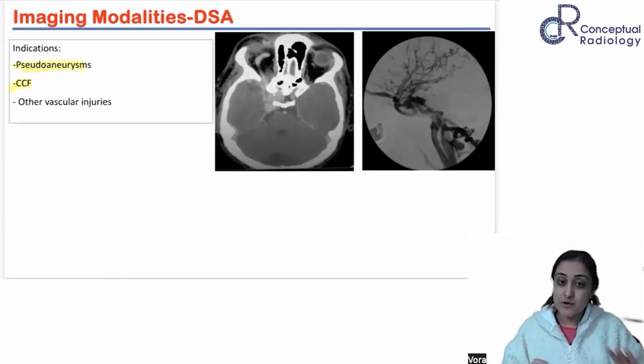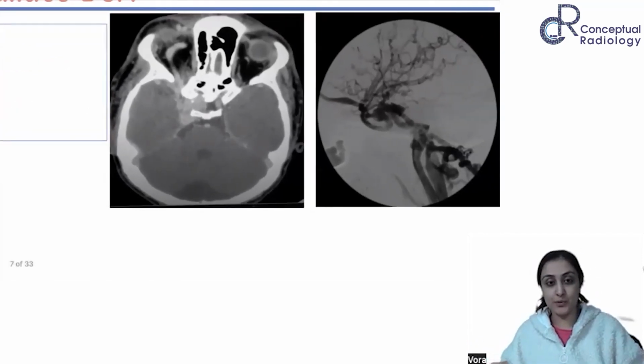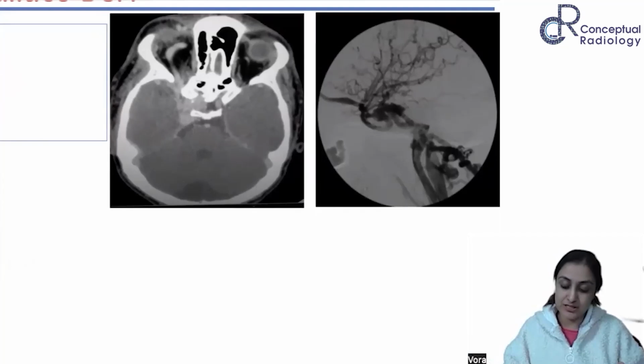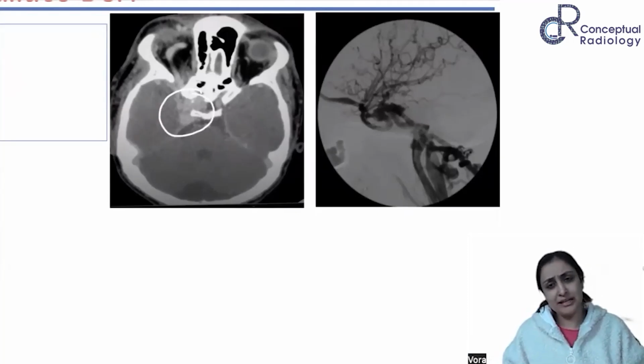CCF, what is CCF? Carotico-cavernous fistula. When would you suspect a CCF? This is one of the spotters that you keep getting. So what do you see on this CT here? How would you report this? I'm seeing that on the right side, not an AVM.